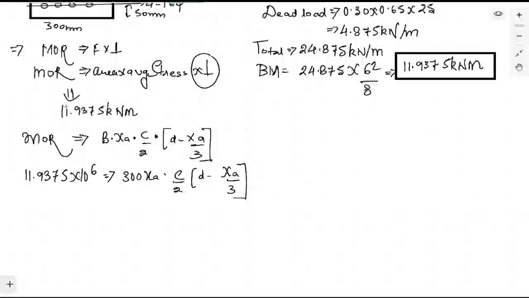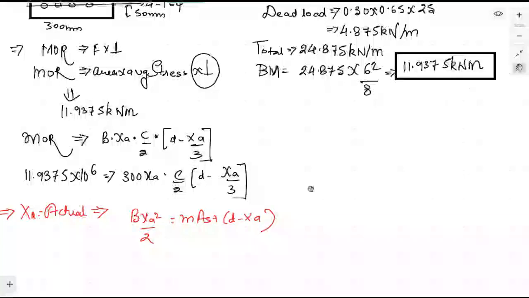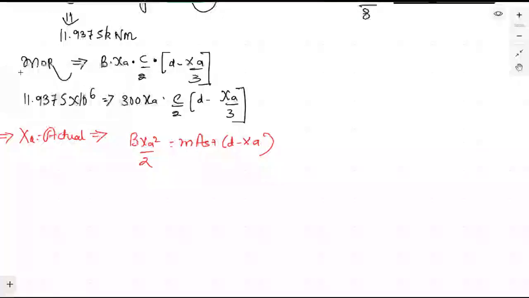And you know that whenever you have to calculate the actual depth of neutral axis, XA is the actual depth of neutral axis. Whenever you have to calculate the actual depth of neutral axis, what you have to do is equate the moment of area. It means that you can say that this is B into XA square by 2. This will be equal to m AST into D minus XA. You have everything. You have B, you have AST, you have D. All the values are already with you.